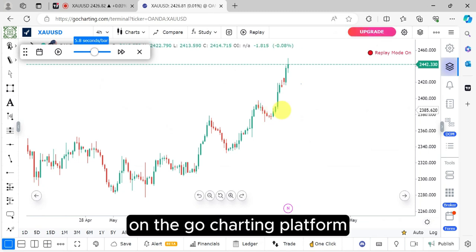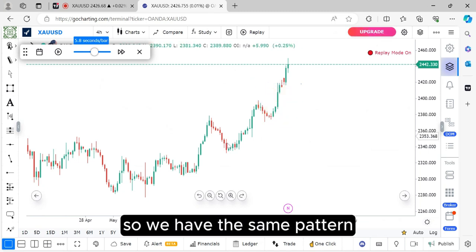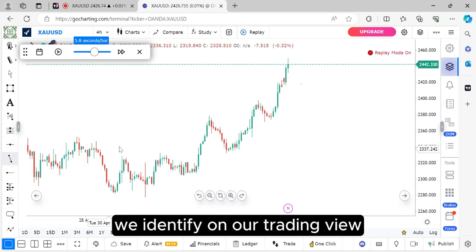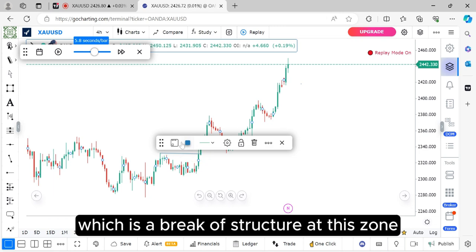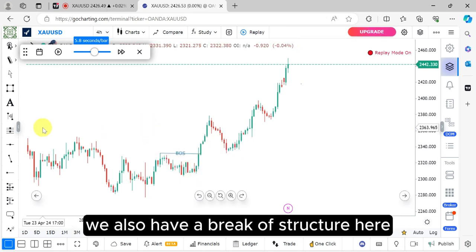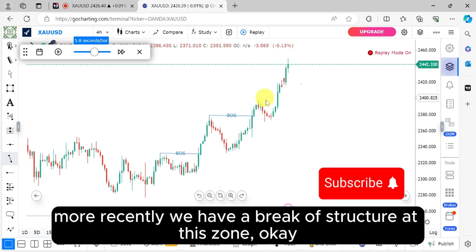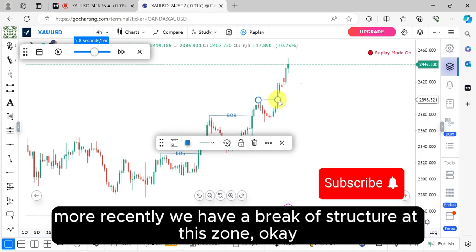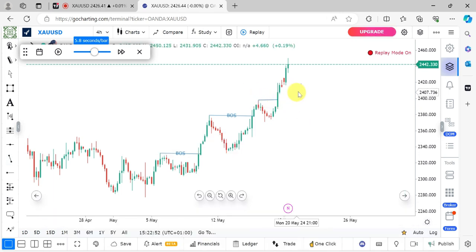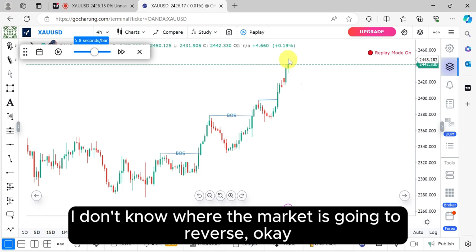So guys, on the GoCharting platform, we have the same pattern we identify on our trading view, which is a break of structure at this zone. We also have a break of structure here, and more recently we have a break of structure at this zone. Okay, I don't know where the market is going to reverse.